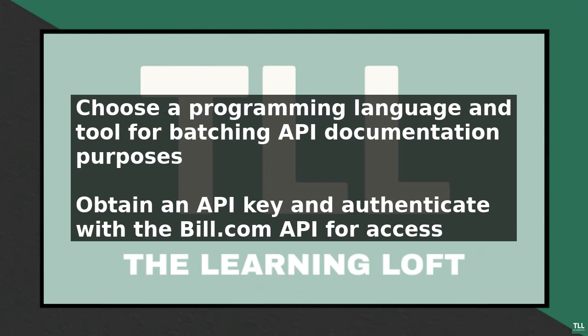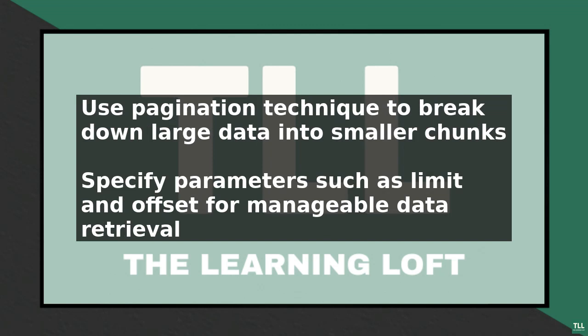To batch the API documentation, you can use a technique called pagination, which involves breaking down large amounts of data into smaller, more manageable chunks. The Bill.com API supports pagination through the use of parameters such as limit and offset, which allow you to specify the number of records to return and the starting point for the next batch.